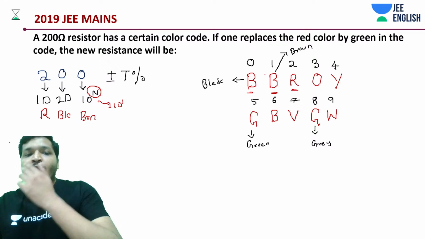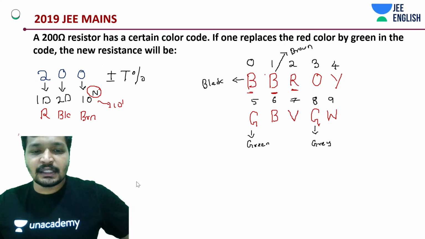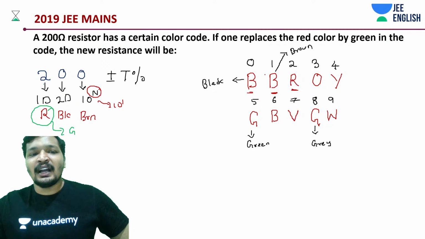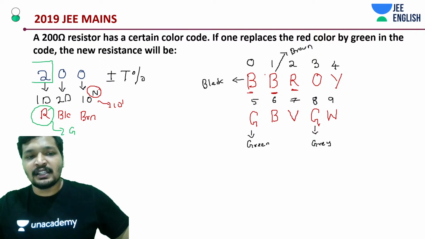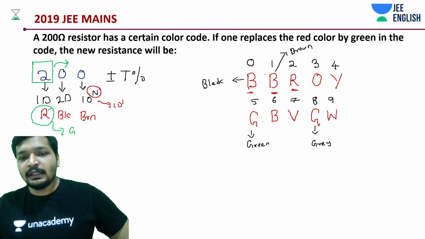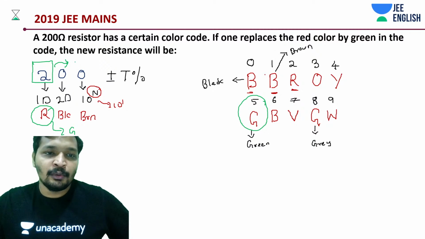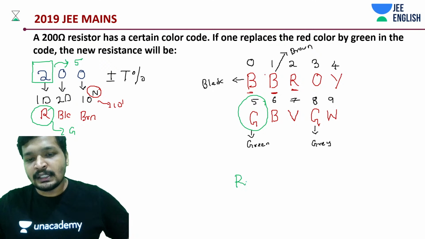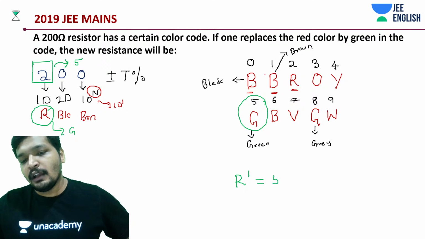Okay, now what is the color that is being replaced with green? This red is being replaced with green. So forget the rest of the things, you have to only interchange the first digit. The first digit should have been 5. There are 2, you need to think a little deep, but there's only 1. So write it down in 2 lines. I don't think it can be explained anymore. So your new resistance R dash is going to be 500.